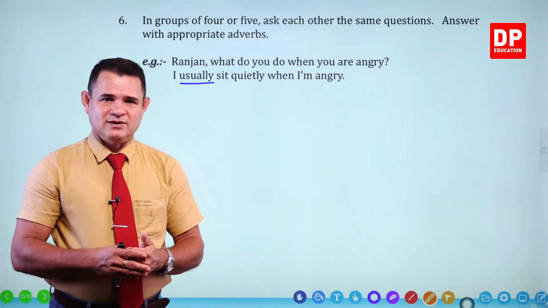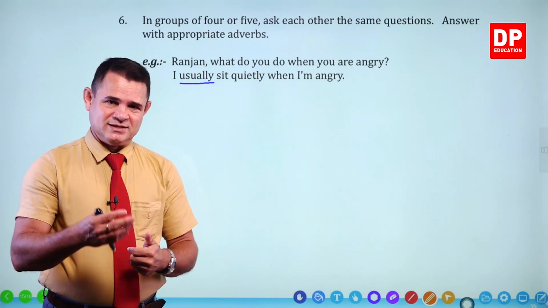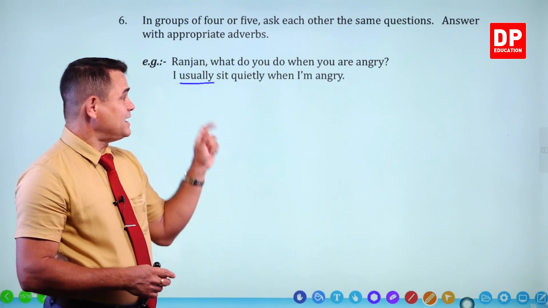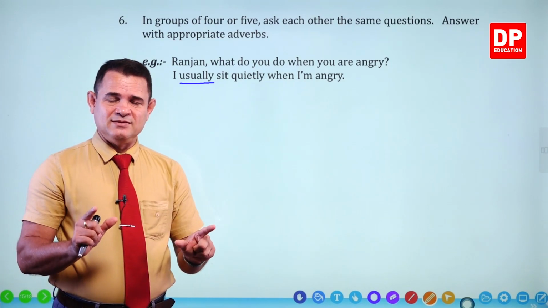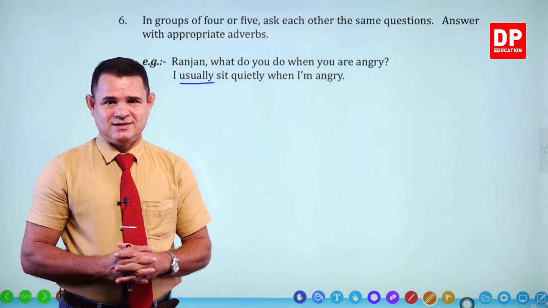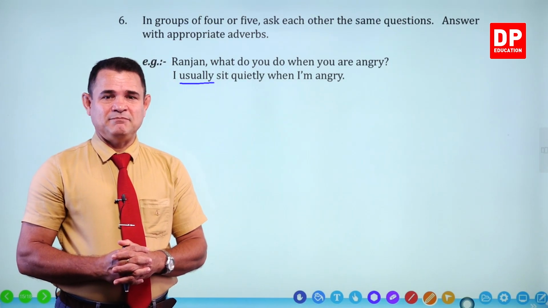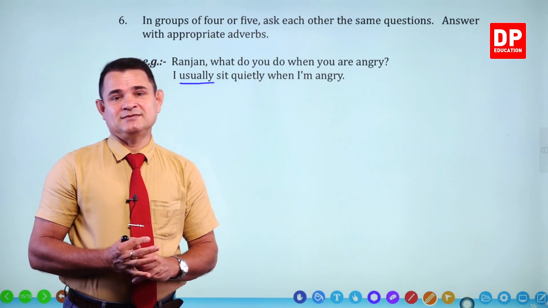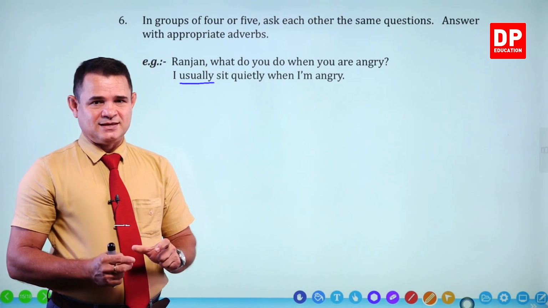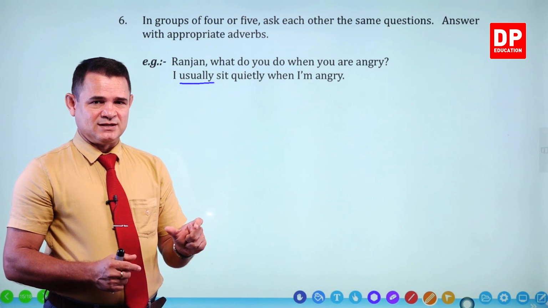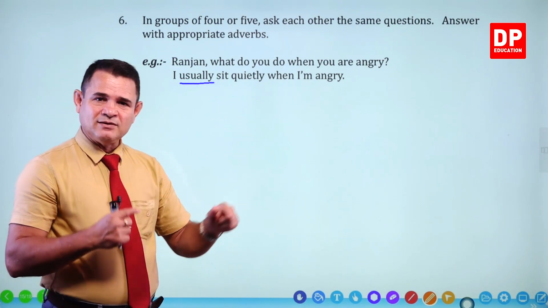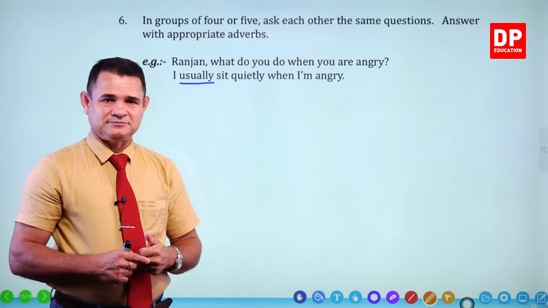The others must answer. Then they ask you, and you answer, using an adverb in the correct place. Practice that so that you will remember the place of using an adverb in a sentence. You will remember well where to use the adverb in a sentence when you practice this.